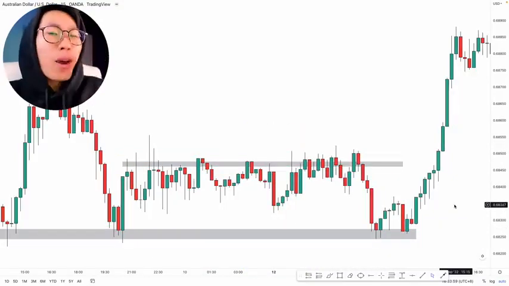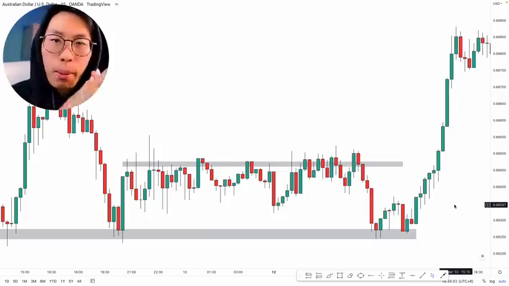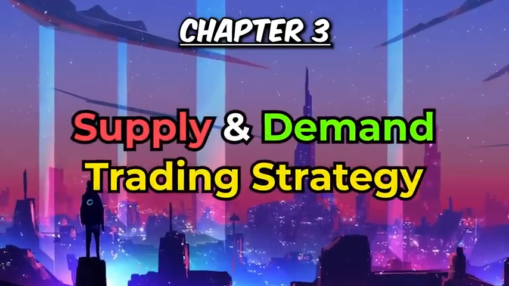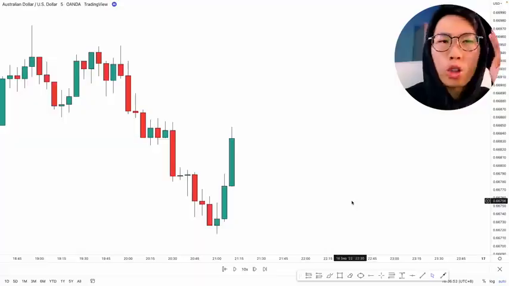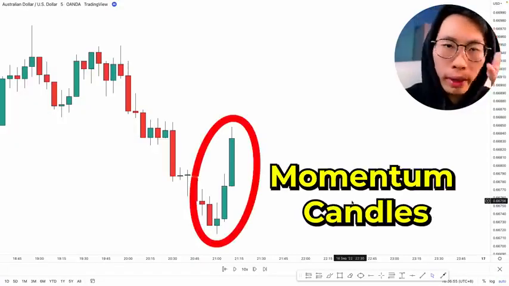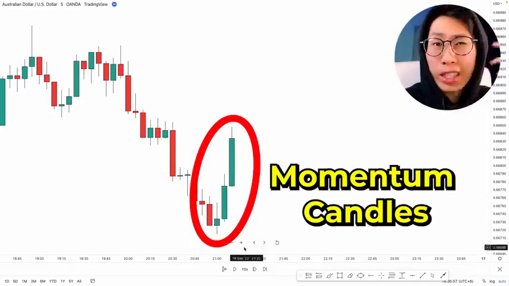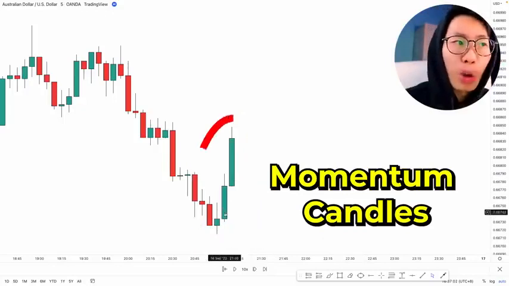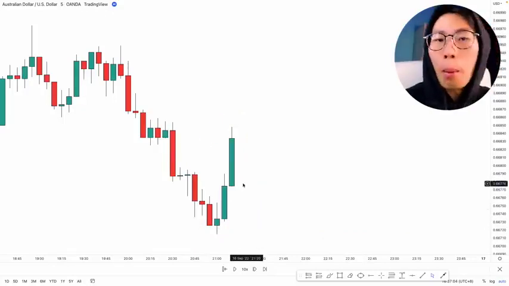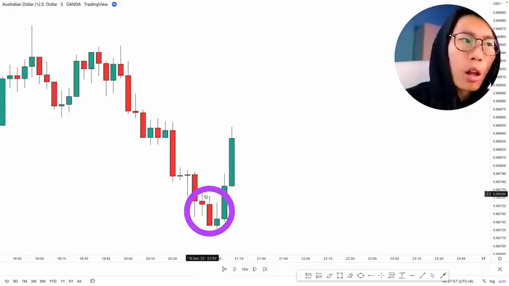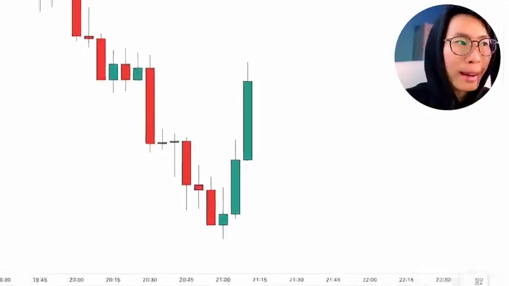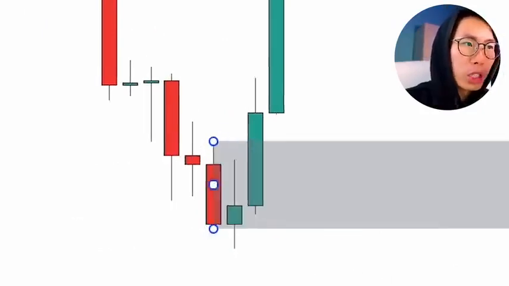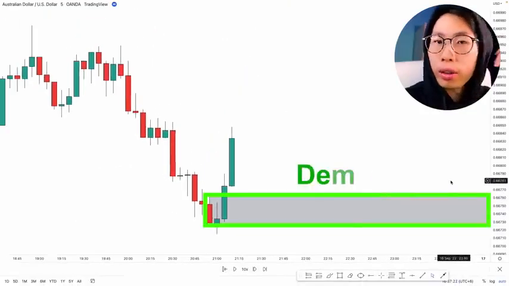Now that we have understood how to identify supply and demand zones, we have to know how to trade them. So right here, I have spotted 3 green momentum candles, which means that the demand zone is somewhere right around here. After I spotted these 3 momentum candles, I'll be looking at the previous candle before this up move was formed, which is this red candle right here. So I will take my box tool and literally mark from the high all the way down to the low and drag it to the right just like this. So this is your demand zone.